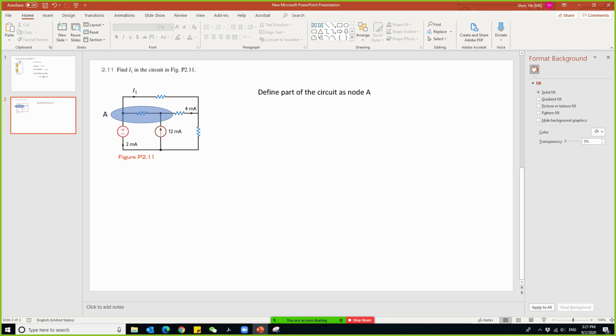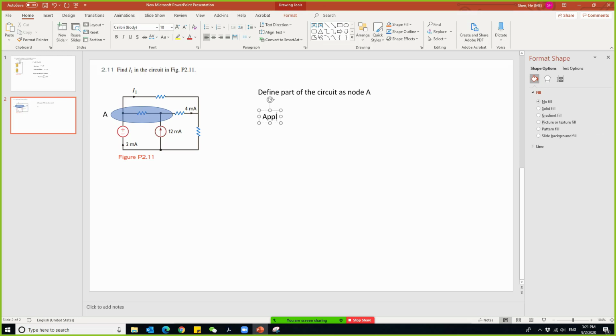By looking at this node, we have one branch with a current I1 leaving the node. That's something we are looking for. The current in this branch is known, the current in this branch is known, the current in this branch is known. So all these 4 different branches, 1, 2, 3, 4, only have one unknown. So we can solve the problem like that, right?